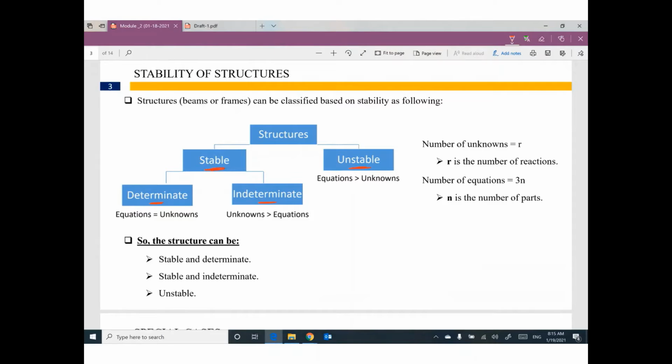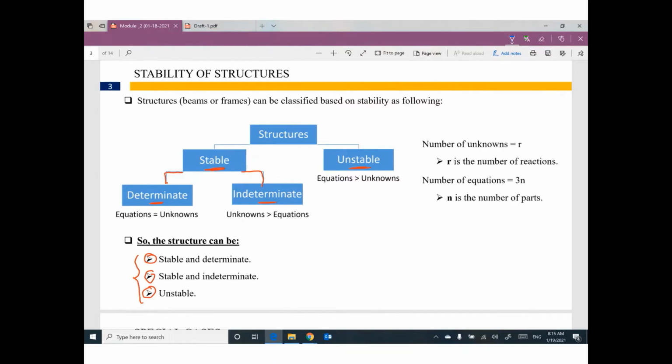So we have three categories of structures. Pay attention. A structure can be stable and determinate, stable and indeterminate, or unstable. So we have three categories: stable and determinate, stable and indeterminate, and unstable.